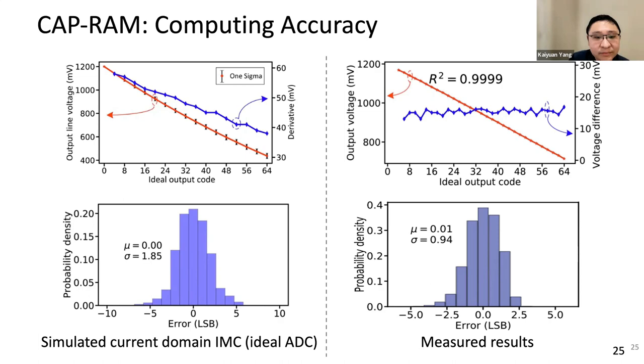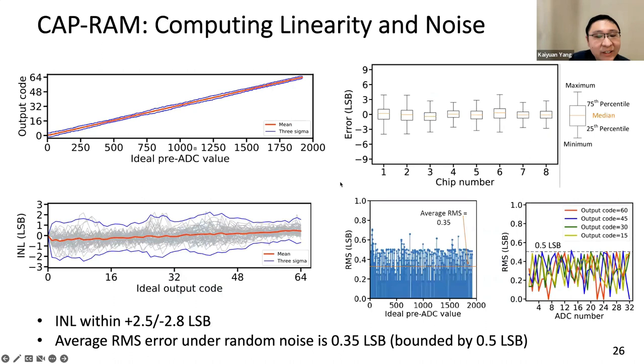So this is showing the performance of the analog to digital converters and the entire end-to-end computing flow. Here the red line shows the mean value of the ADC across the entire chip, and the blue lines show the three sigma variations of the ADCs. And here it's showing the nonlinearity. Ideally, you want this to be all zero. As you can see, our nonlinearity stays within plus minus 2.5 LSB. And across different chips, it achieves a very similar and consistent performance.